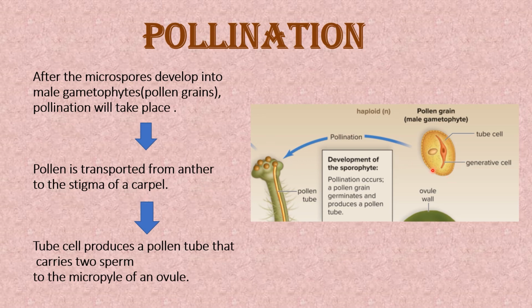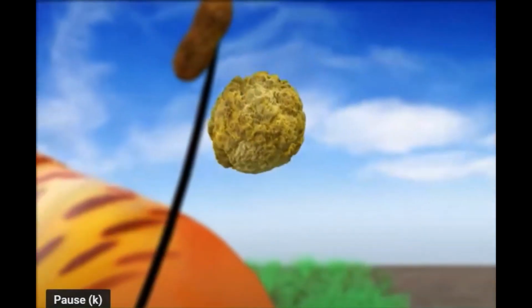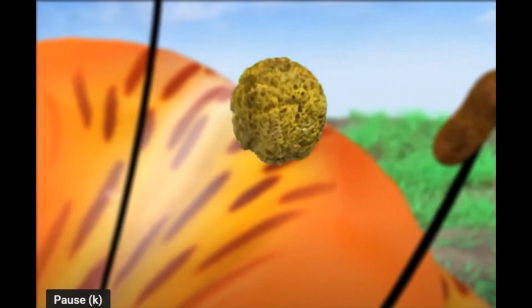After these pollen grains stick onto the stigma, a pollen tube is produced. This pollen tube will carry 2 sperm to the micropyle of an ovule. Micropyle is the opening of the ovule that enables the 2 sperm to enter the ovary. To reach the embryo sac, a pollen grain must land on the stigma.